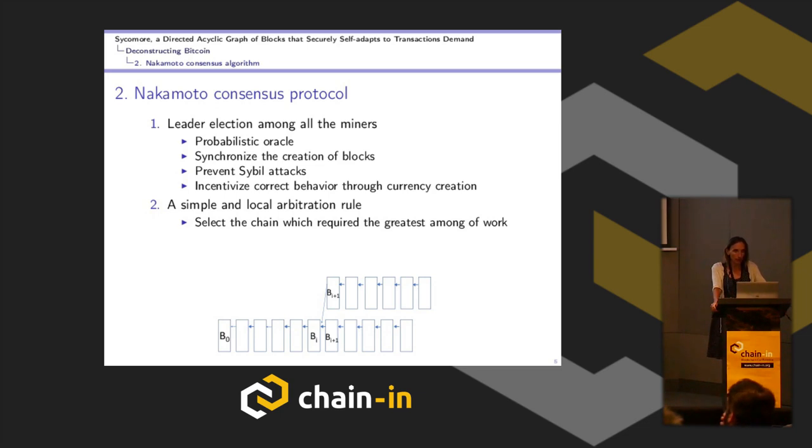And so when it happens that you receive conflicting blocks locally, then the very simple rule that you will run is to select the chain that requires the greatest amount of work. And actually, by the very random nature of the proof-of-work mechanism, you will have a chain that will be extended more than the other. And this is the chain which is the blockchain of Bitcoin, the current one, actually.